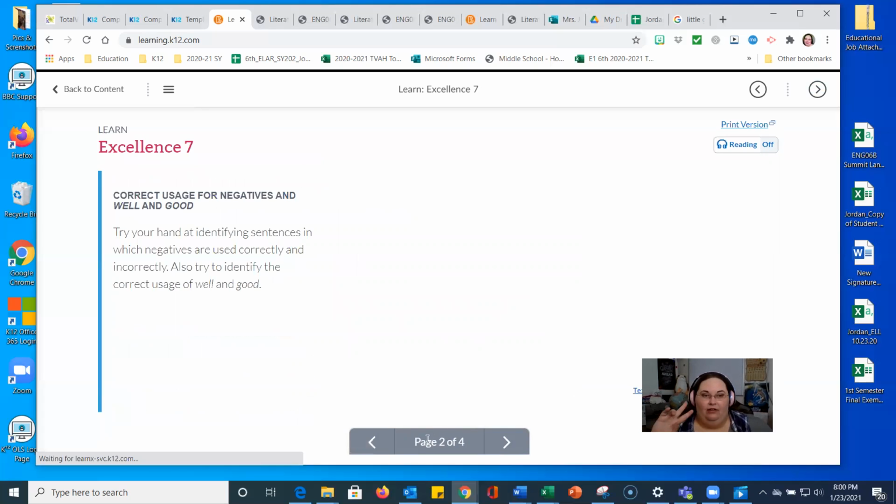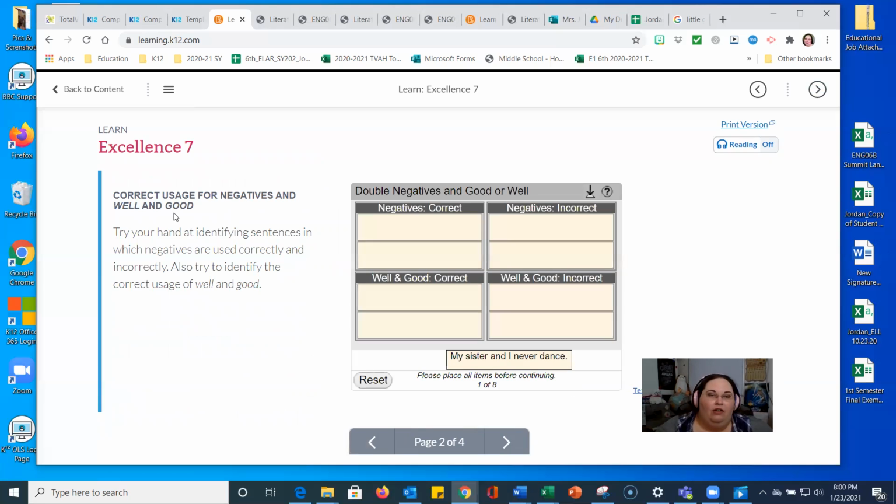All right, we're going on to slide 2. Correct usage for negatives and well and good. Try your hand at identifying sentences in which negatives are used correctly and incorrectly. Also try identifying the correct usage of well and good. Okay. My sister and I never dance. Is this correct or incorrect? And are we talking about well or good? Of course, in this one, we're doing negatives. Our negative in this sentence, of course, is never.